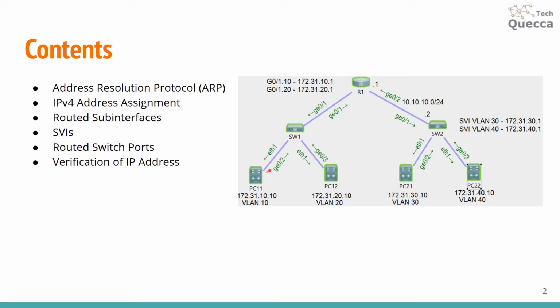Routing between these hosts and between these two VLANs, VLAN 10 and VLAN 20, is based on the router on a stick configuration, which I'm going to make here. I'm going to make 2 subinterfaces. Routing between the other hosts and VLANs is going to be based on SVI interfaces. I'm going to configure SVI interfaces on this switch, and this port on the switch, G01, will be a routed switch port. So let's go and start.